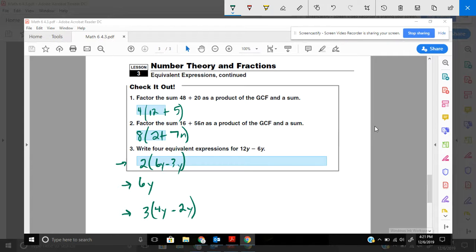All right. You could even factor out 6 because they both have 6 in common. So 12y divided by 6 would be 2y minus 6y divided by 6 would be 1y, or just y. Okay. So there's an example of how to write 4 equivalent expressions there.